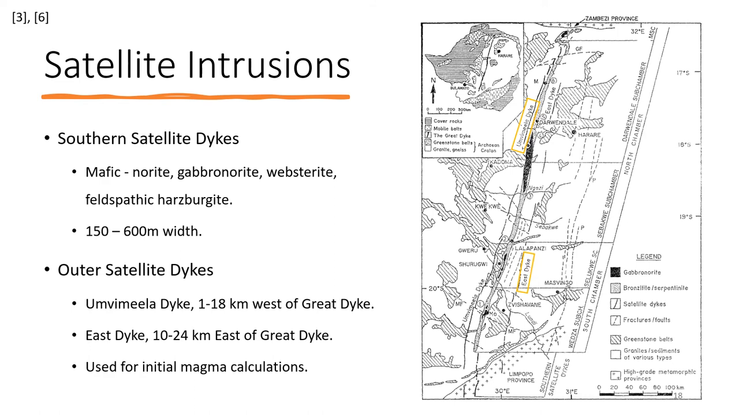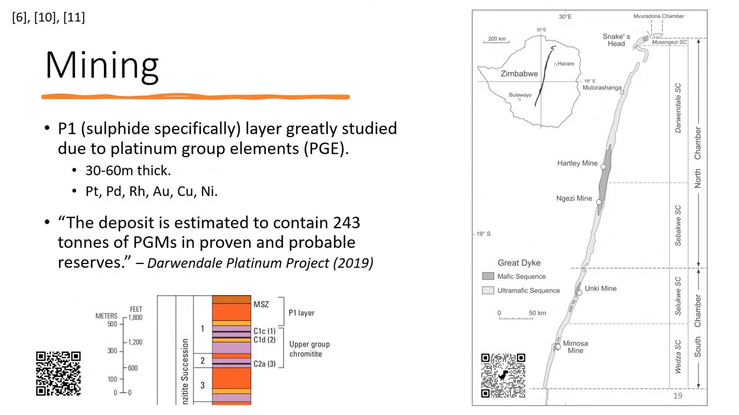I wanted to talk just a bit about mining, to show why we care and why so much research has been dedicated to the Great Dyke of Zimbabwe. The reason for this is the platinum group elements, which are found in this P1 layer, but more specifically the sulfide zone here. The reason they were located right here is because the primary magmatic processes resulted in separation of sulfide from the magma.